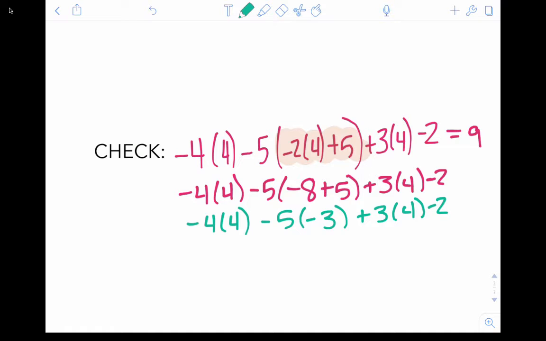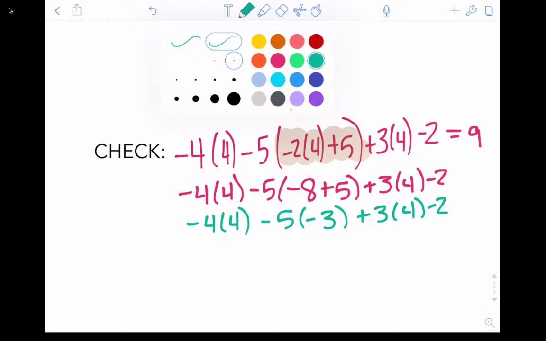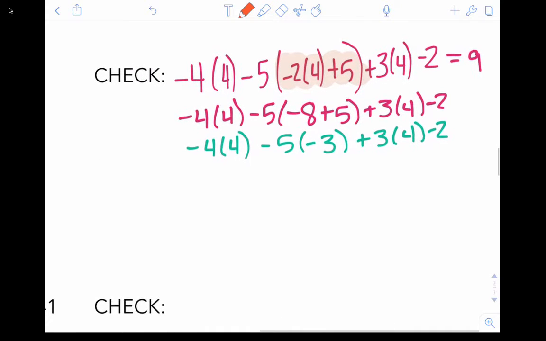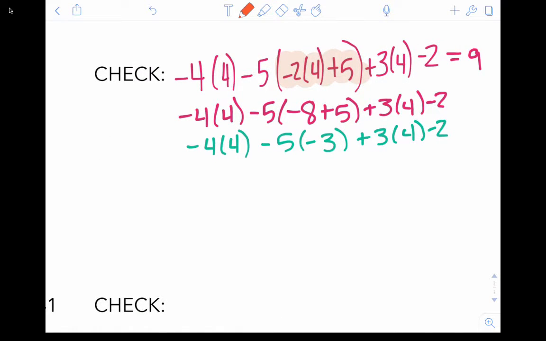After parentheses, I have exponents. Well, there's no exponents here, so I'm going to move on to multiplication and division. So I'm going to work left to right to do the multiplication because there is no division in this problem. Negative 4 times 4 is negative 16. Negative 5 times negative 3 is positive 15. 3 times 4 is 12. And then I'm bringing down that minus 2.